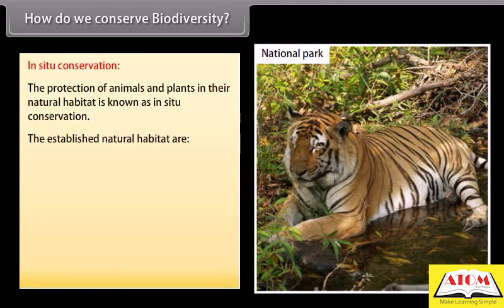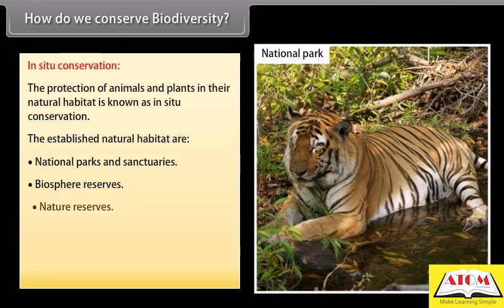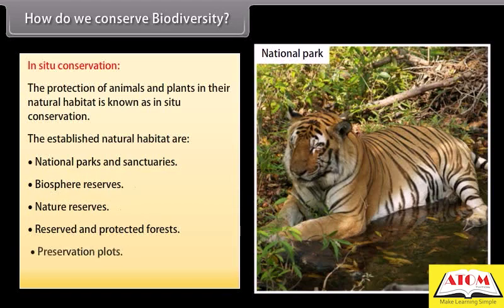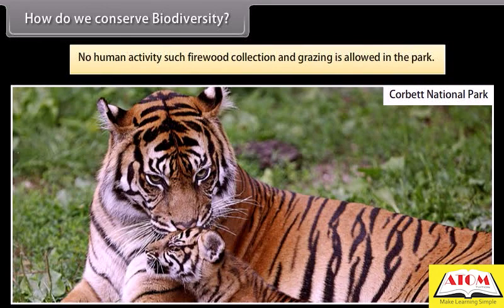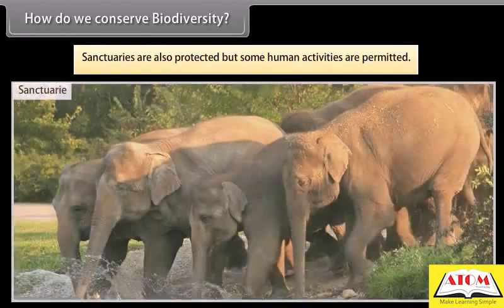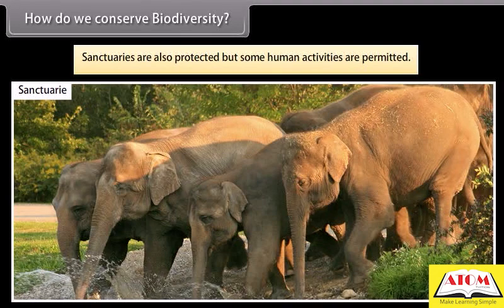The established natural habitats are national parks and sanctuaries, biosphere reserves, nature reserves, reserved and protected forests, and preservation plots. The first initiative was the establishment of the Corbett National Park in 1936. These are highly protected by law. No human activity such as firewood collection and grazing is allowed in the park. Sanctuaries are also protected, but some human activities are permitted.